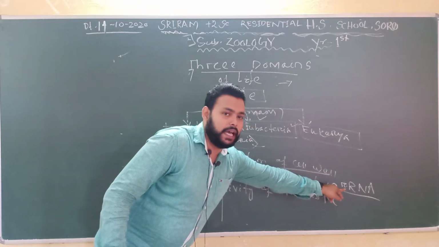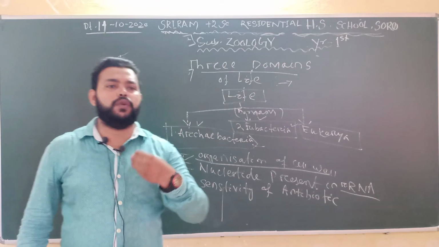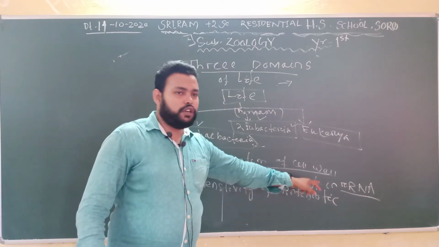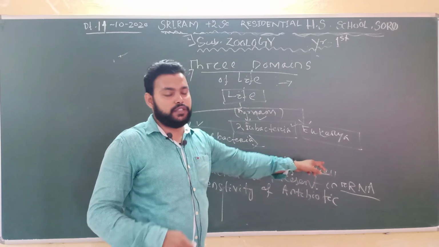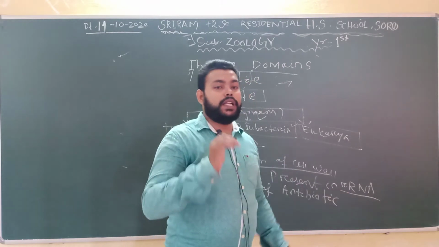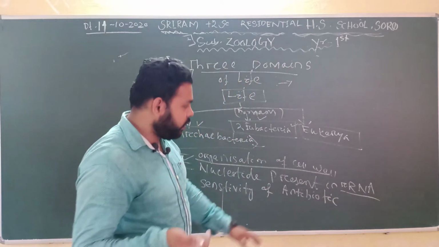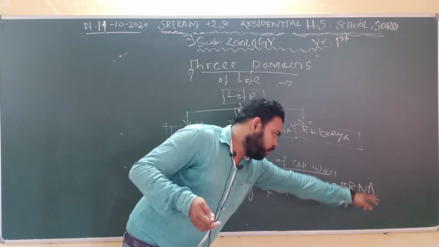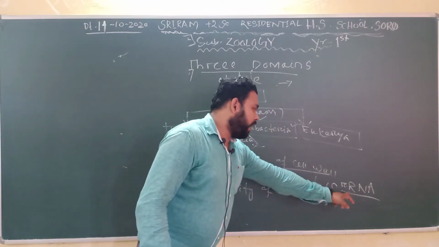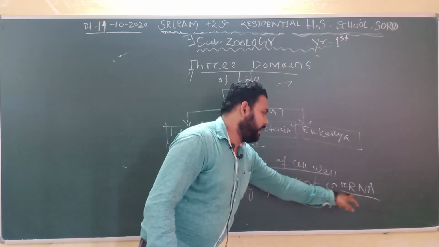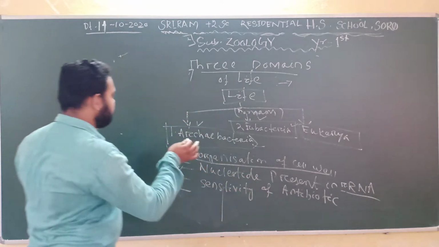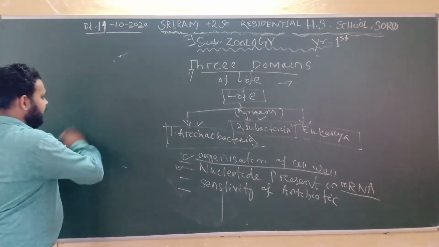rRNA means ribosomal RNA. You know, in prokaryotic cell only one kind of cell organelle you found is known as the ribosome. And what is the ribosome? You know, ribosome is the part where protein synthesis found, or the protein synthesis location is the ribosome. Okay, if I consider the ribosome, you found the RNA, ribonucleic acid. So what is RNA?